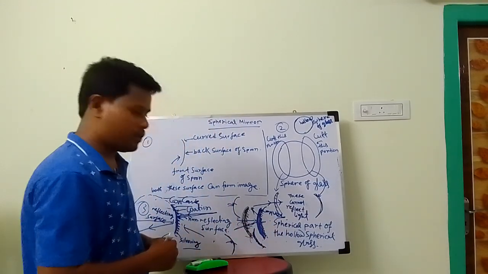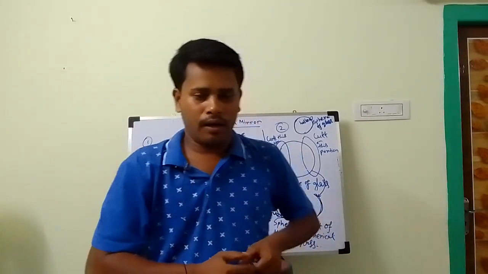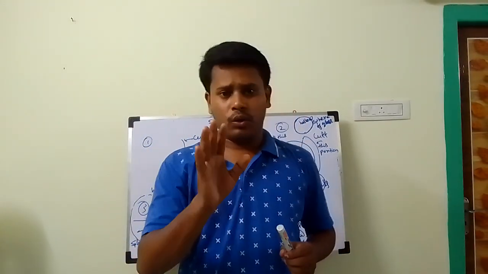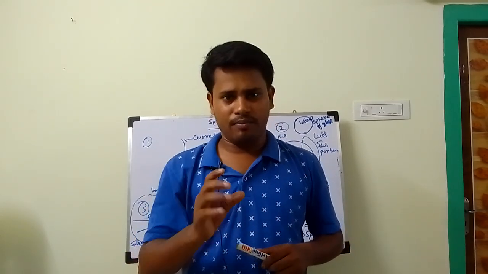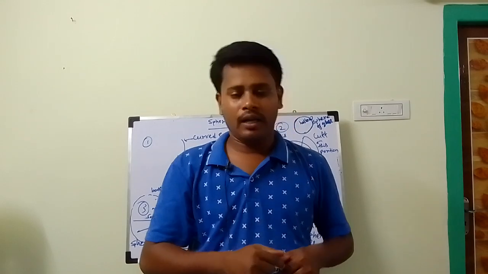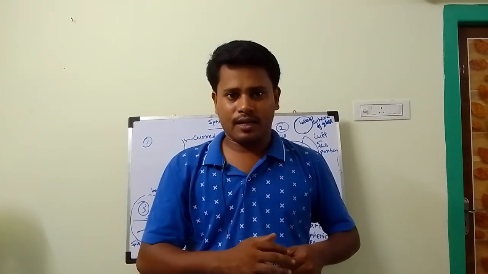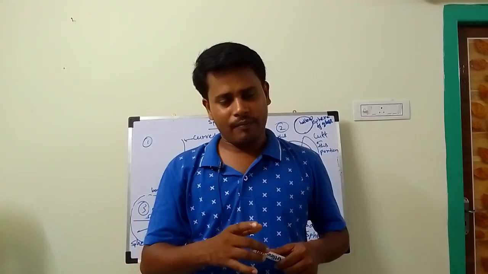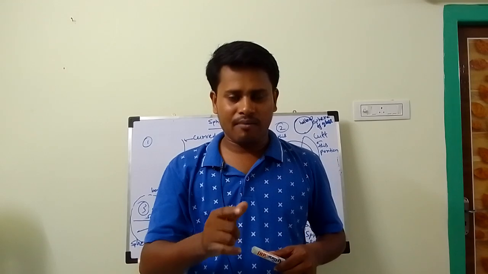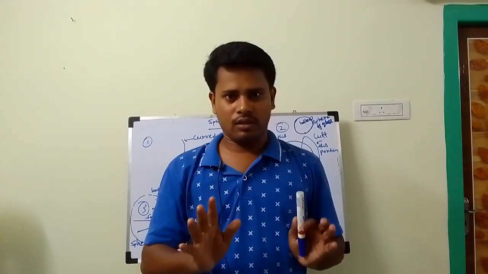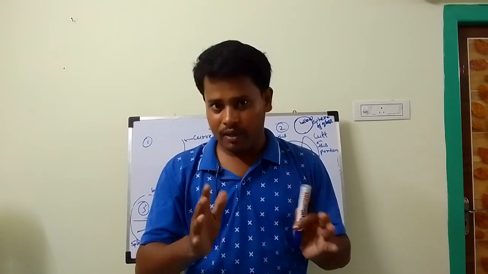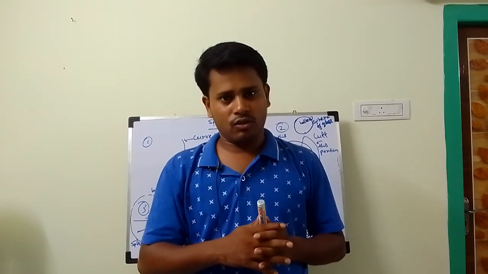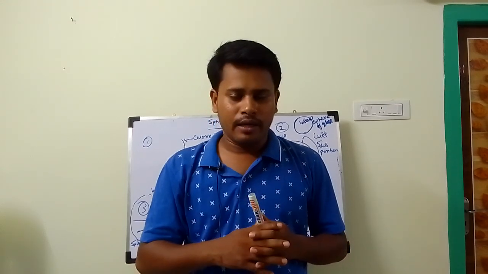Okay, friends. So here are two types of spherical mirror. One is the concave spherical mirror, which has a reflecting surface curved inward, and the other is the convex spherical mirror, which has a reflecting surface curved outward. Just remember it. There are mainly two types of spherical mirror. So students, I hope you have understood.